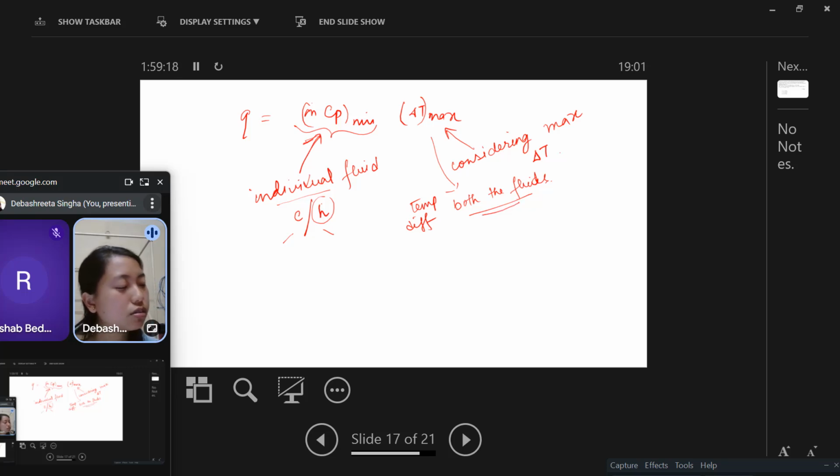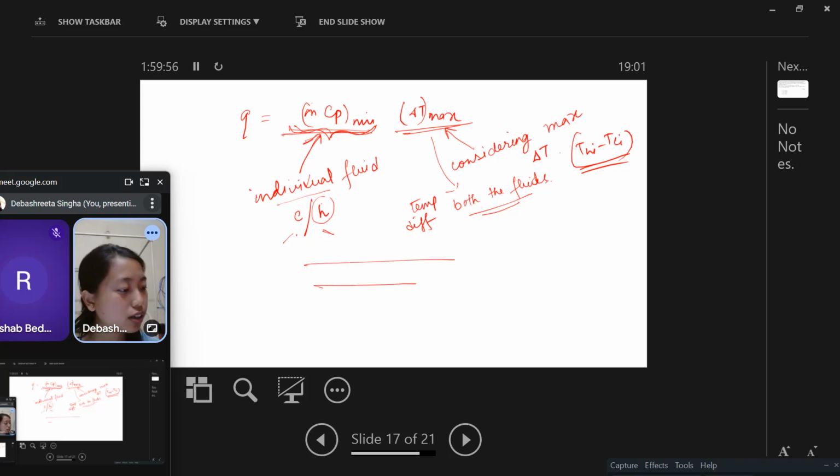So this might remove some of the questions or doubts you have. We should not mix up the fluids. Q is for an individual fluid, specifically either cold or hot, and we have to find out where in the heat exchanger this happens at the maximum. That is usually THI minus TCI. This only is the maximum Tmax. This is always the maximum Tmax.